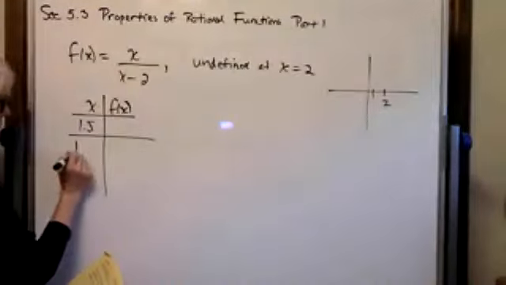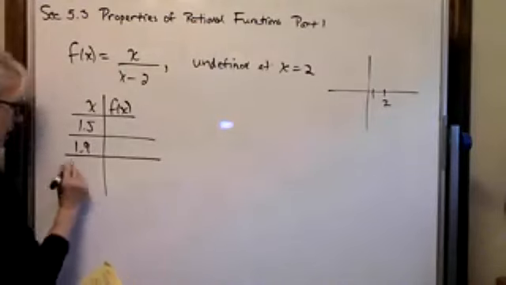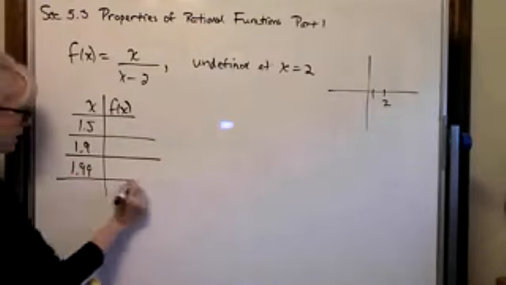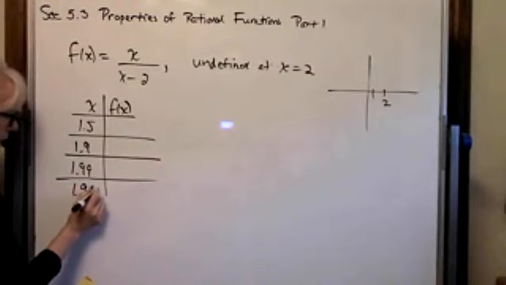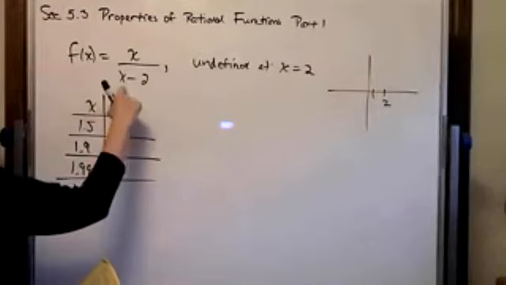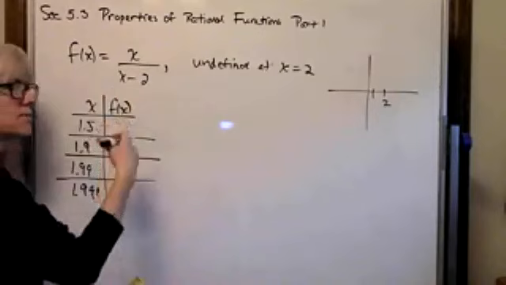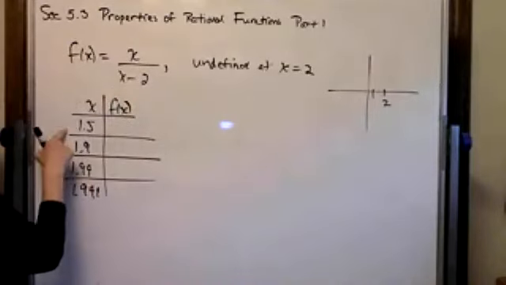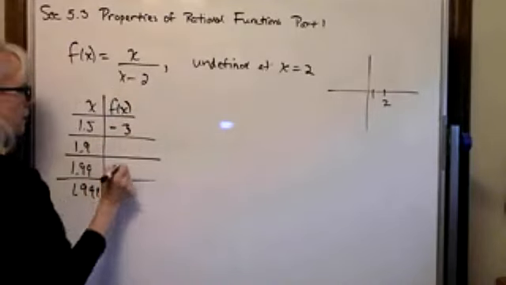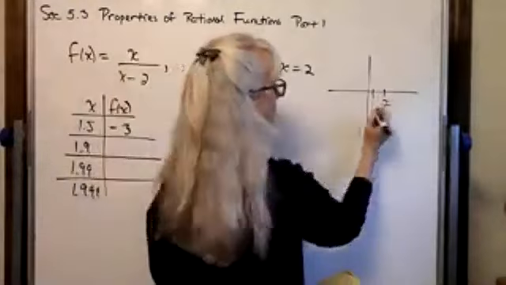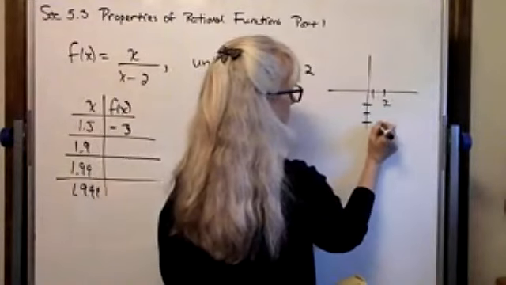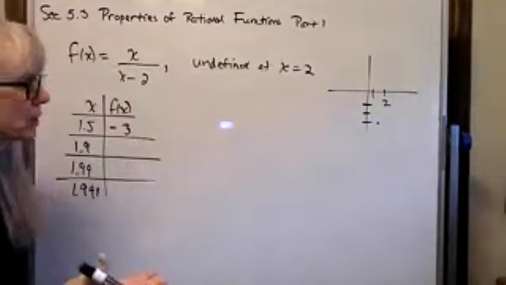Then we're going to plug in 1.9, which is a little closer to 2, and then 1.99, and then finally 1.999. What we're doing is plugging 1.5 in for each of these x's and evaluating that. And if we do that, when we plug in 1.5, we get a -3. So at 1.5, we're clear down here at -3. So we have a point, right? We're not plotting the point, but just to get an idea.